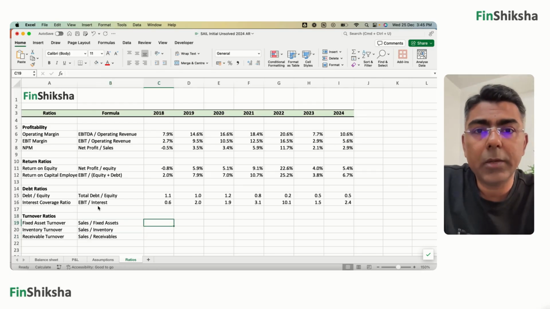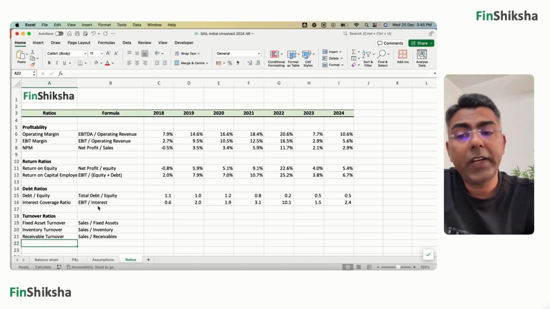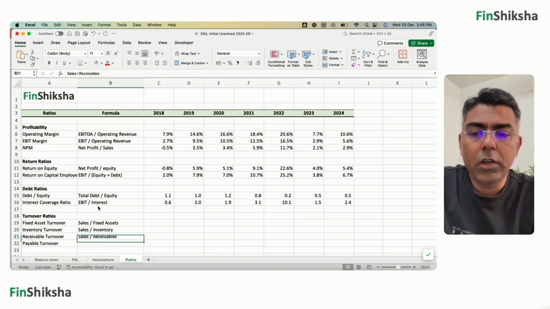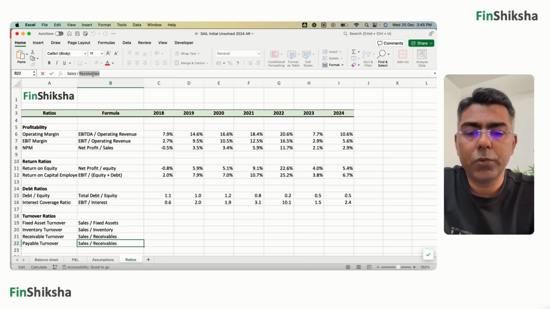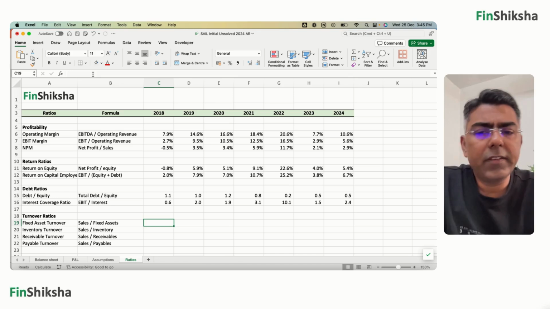Remember, we see that in terms of days. So 365 divided by a turnover ratio gives that. So we'll get a sense of working capital as well. So in fact, we will also calculate payable turnover ratio here, which will be sales upon payables. So let's do that. Sorry. And let's calculate that, right?